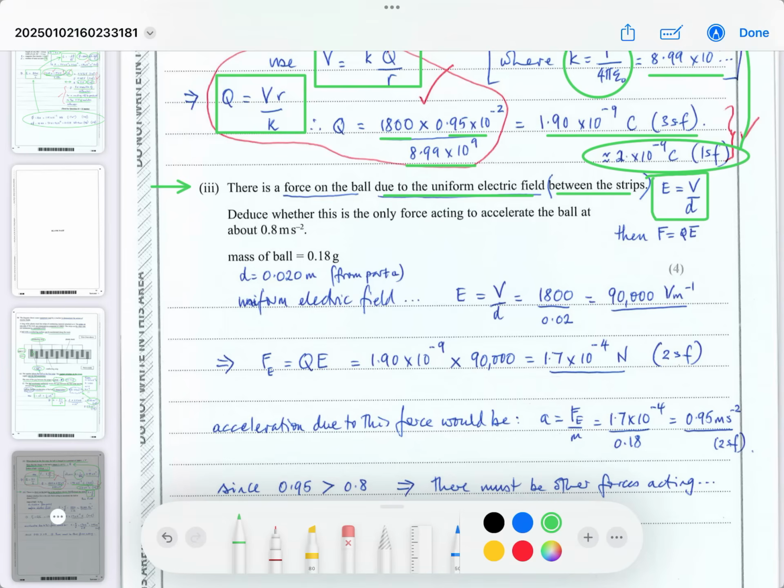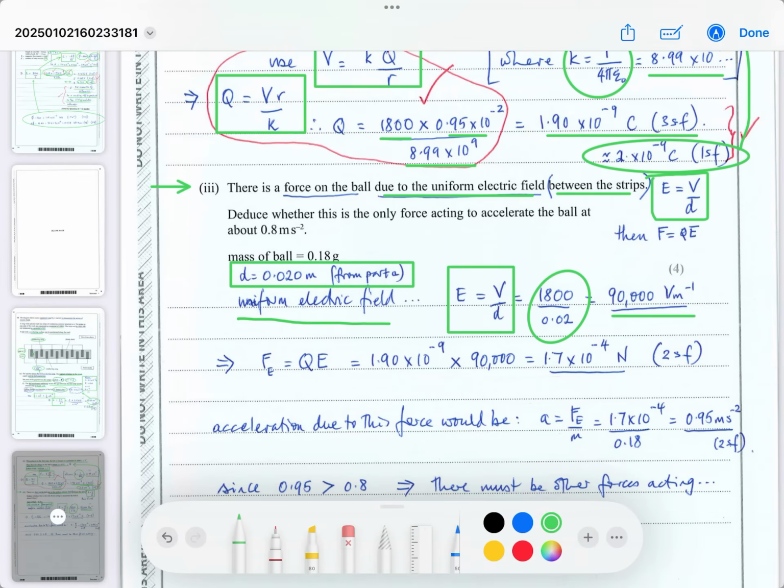E equals V over D. Now we know V is 1800. We know the distance between them. It was given in part A. So first you use that equation to work out the field strength. 1800 over 0.02 gives you a field strength of 90,000 volts per meter.